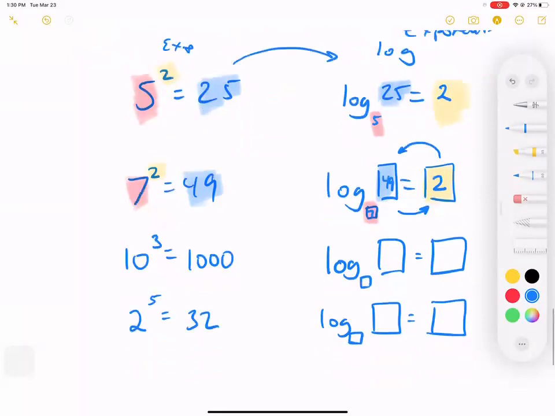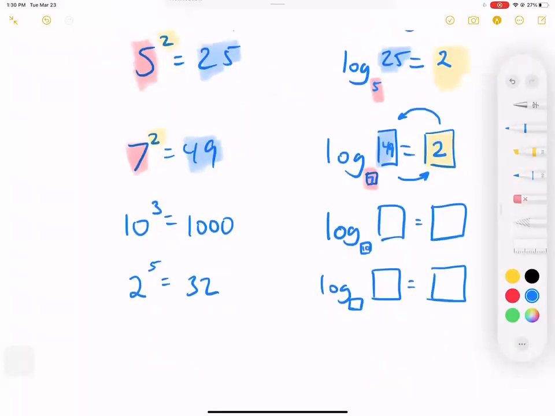Look at our next problem. Base is 10. Exponent is 3. Answer is 1000, right? So 10 to what exponent? 10 to the third power is 1000. Circle of logs. Next one, our base is 2. Our answer is 32. What exponent gives us 32? 2 times 2 times 2 times 2 times 2. That's 4, 8, 16, 32. Yep, that's 5. I needed 5 2s to get me there.